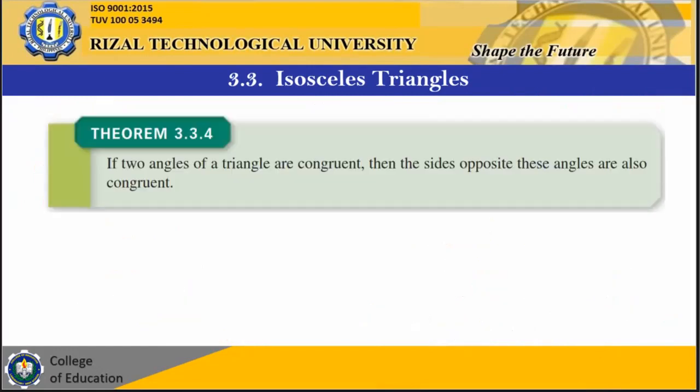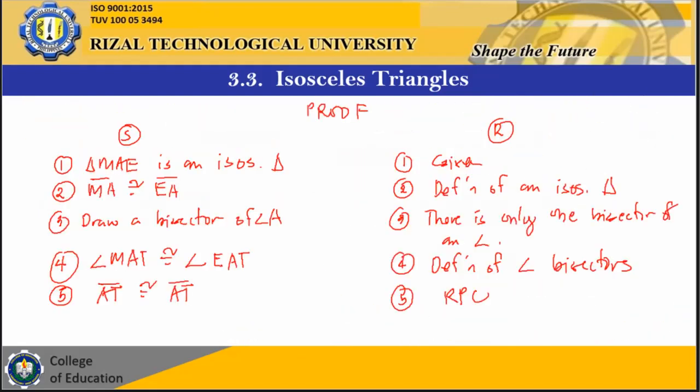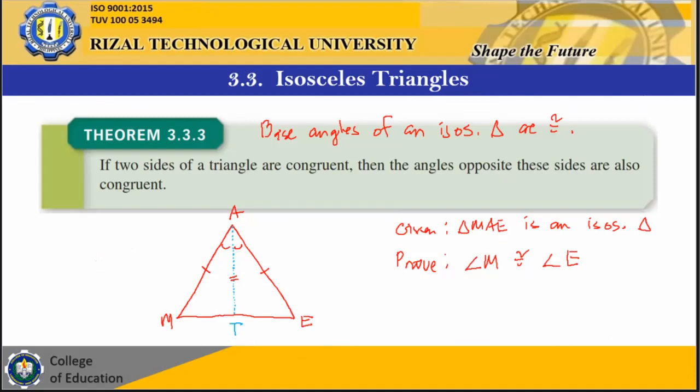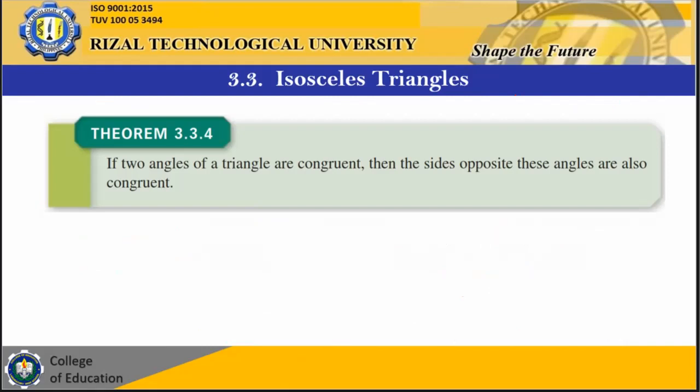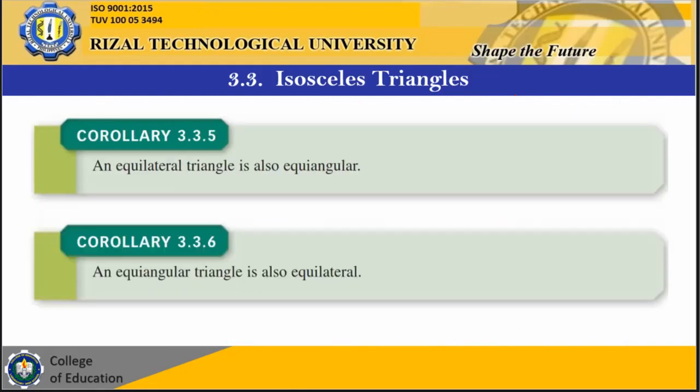Oh, may theorem na naman tayo, pero hindi natin ito ipoprove because I'm going to give this one to you as an exercise. Ito yung converse ng theorem na prove natin kanina. If two sides of a triangle are congruent, then the angles opposite these sides are also congruent. Ito naman yung sides ang congruent given congruent angles. Ipoprove niyo yan. And also, we have a corollary which suggests that an equilateral triangle is also an equiangular triangle, and an equiangular triangle is also an equilateral triangle.